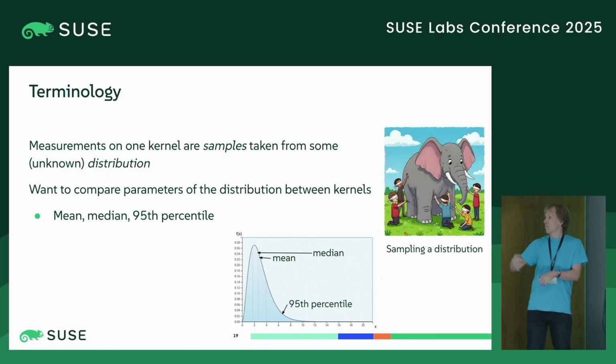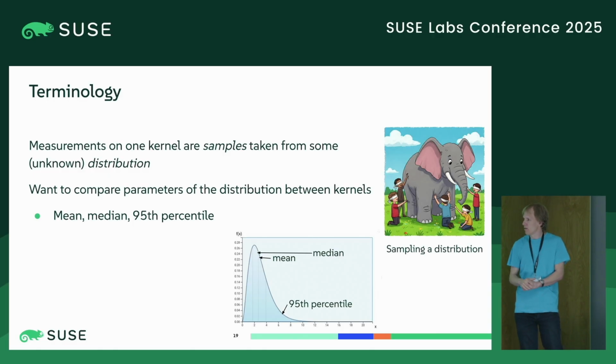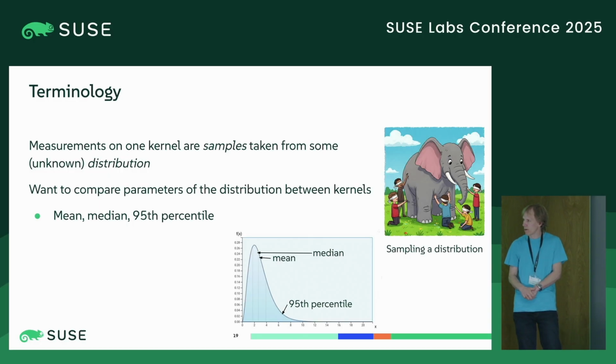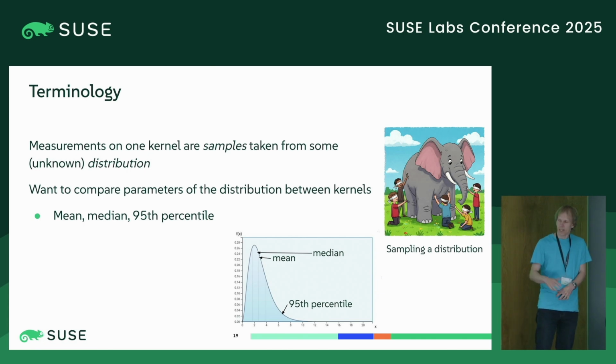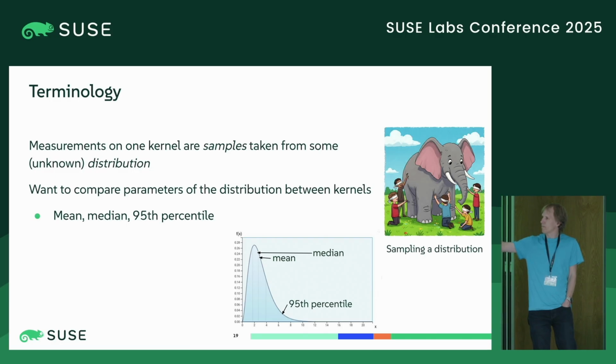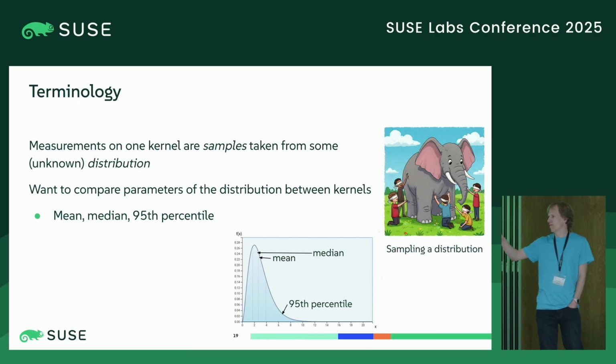There are other parameters like the median or the 95th percentile you can be interested in, and relatively often are interested in when doing performance comparisons. So the median is the value where if you take a random sample, you have exactly 50% probability that the value is smaller than the median, and 50% probability that the value is larger than the median. Right in the middle.